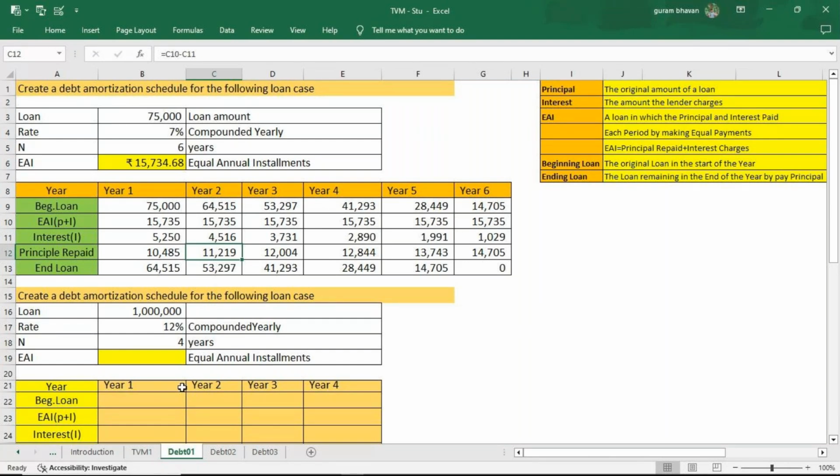Ma'am, how can we calculate EAI? EAI will be the PMT function, dear. The same thing: I have taken equals, put PMT, and selected this cell. So I'll get the value, but in minus. So in order to apply it for the further calculation, I'll put a minus in the beginning.